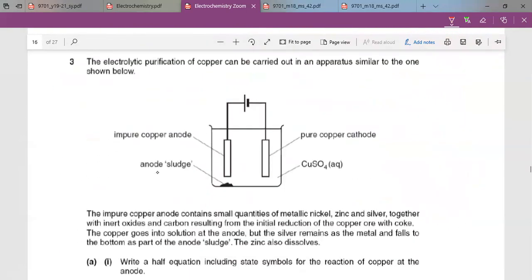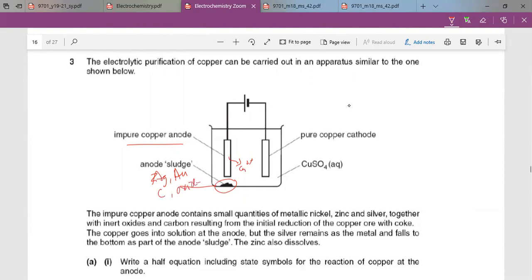Next one here. This is on purification of copper. Remember, this is electrolytic purification of copper carried out. This is your impure copper anode, right? Here we dissolve to Cu2+. And here, of course, is your anodic sludge, which contains, remember, zinc, not zinc, zinc will be dissolved. Silver, gold, whatever, okay? Carbon, oxides, all down here.